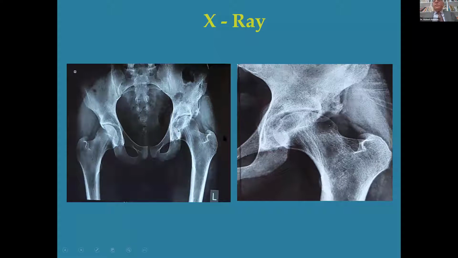Sorry, there is a problem in my computer, maybe. No, it's clear. Okay. You said this is the plain pre-operative X-ray.